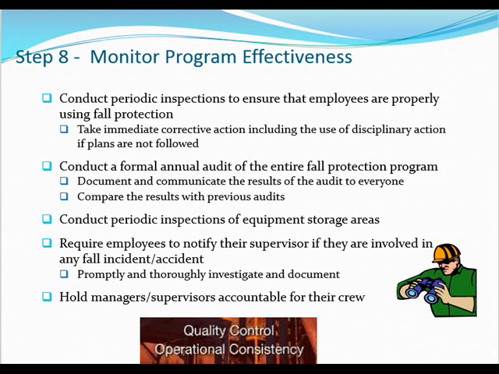Monitor program effectiveness. Conduct periodic inspections to ensure that employees are properly using fall protection. Take immediate corrective action, including the use of disciplinary action if plans are not followed. Conduct a formal annual audit of the entire fall protection program. Document and communicate the results of the audit to everyone. Compare the results with previous audits.